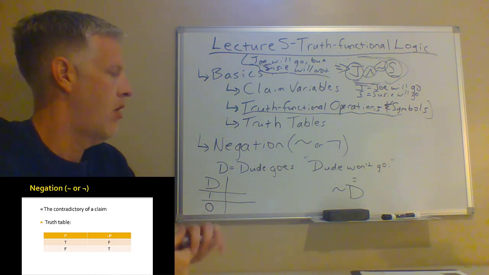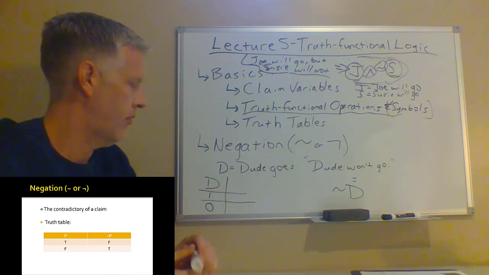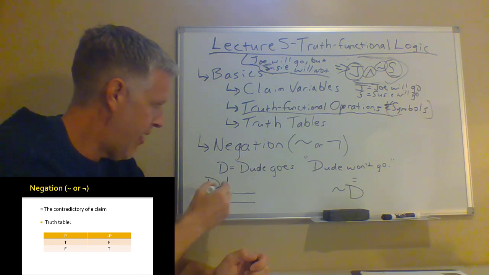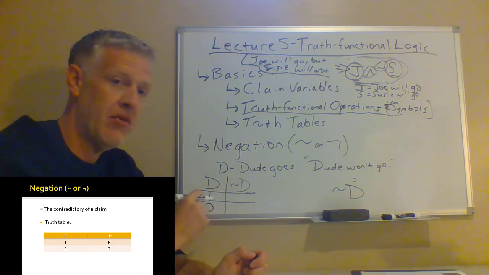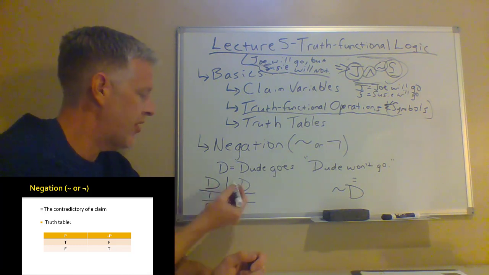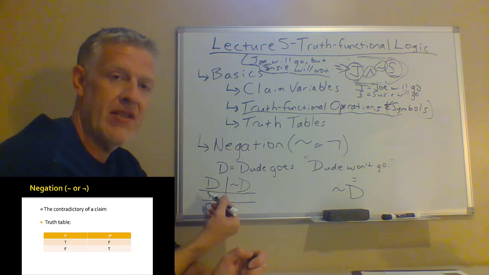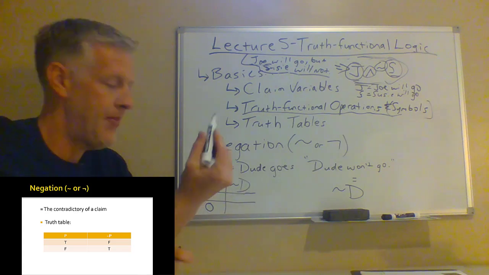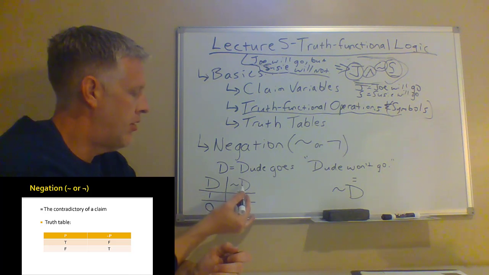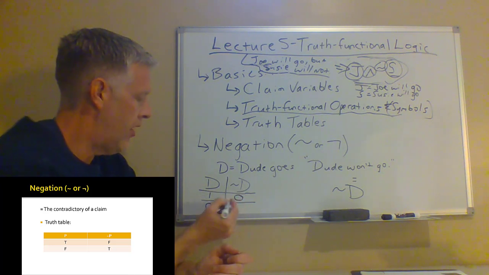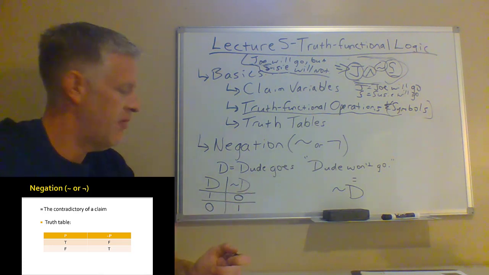Now, we want to know, what about this idea of "dude won't go"? What if somebody says, "dude won't go"? Well, this is basically just the opposite of that original claim. So it's going to be true in every instance that the original claim was false, and false in every instance in which the original claim was true, because it's positing the opposite. So if "dude goes" is true, then "dude won't go" is going to be false. But if "dude goes" is false, then "dude won't go" is going to turn out to be true.